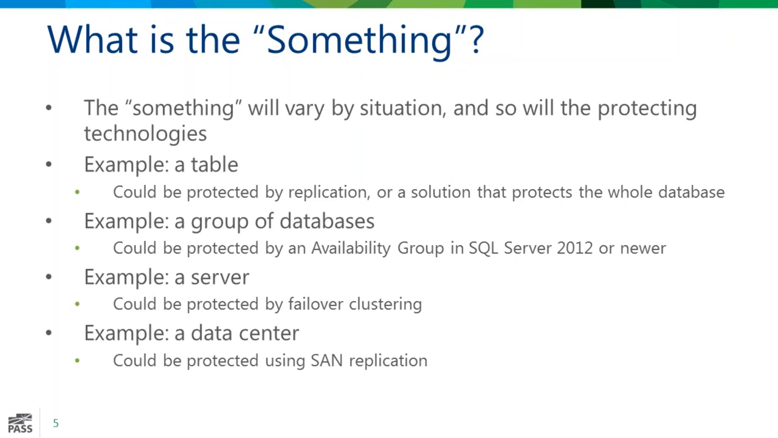And so that is protected by an availability group if you've got SQL Server 2012 or newer. And another example is you're trying to protect an entire server that might have multiple instances of SQL Server and many, many databases on it. And a traditional way of protecting that is using failover clustering, for example. And then finally, maybe you're trying to protect an entire data center. So you could use something like SAN replication, which is not part of SQL Server, but that's a pretty common solution for trying to protect an entire data center from going offline.